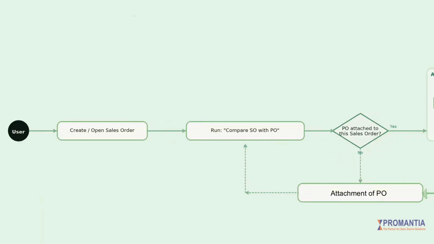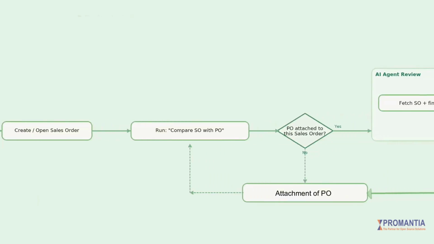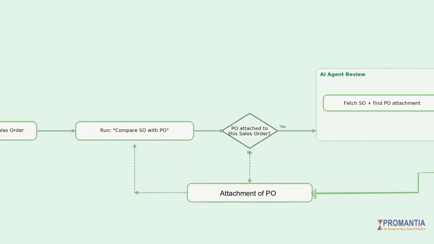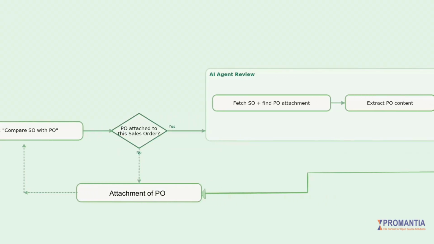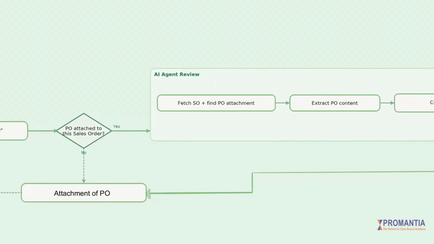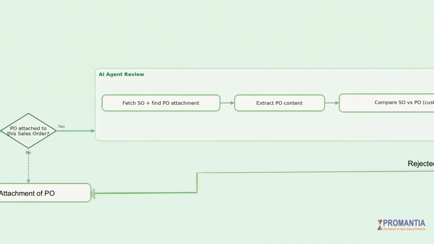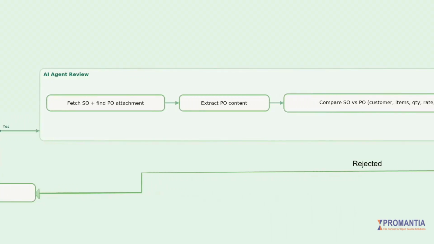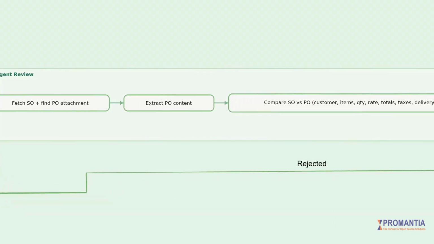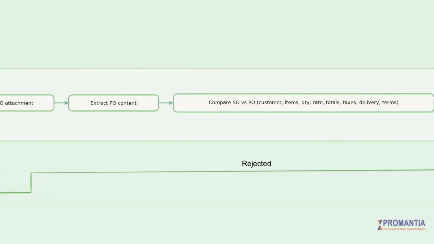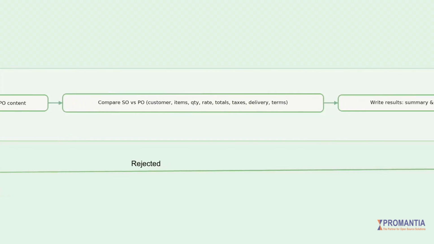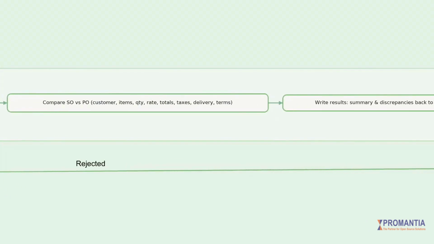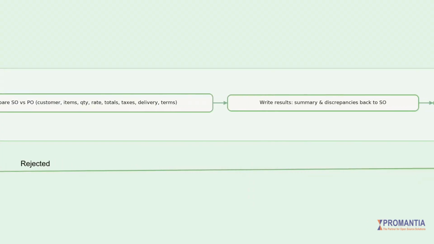The user creates or opens an existing sales order to compare the internal sales order with the customer's purchase order. Once the purchase order is attached to the sales order, the AI agent goes through and fetches the sales order having the AI review status. It fetches the sales order along with the purchase order attachment and then extracts the content of the purchase order. Once that is done, the comparison results summary and discrepancies are written back to the sales order.